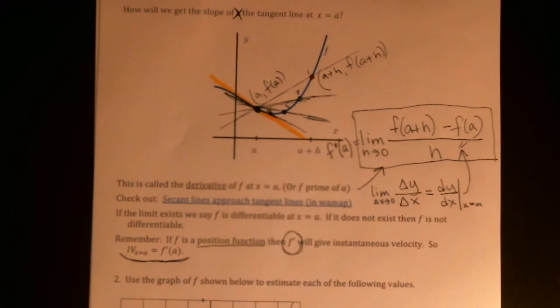So to calculate instantaneous velocity given a position function, you should take the derivative of the position function at whatever time you're interested in.